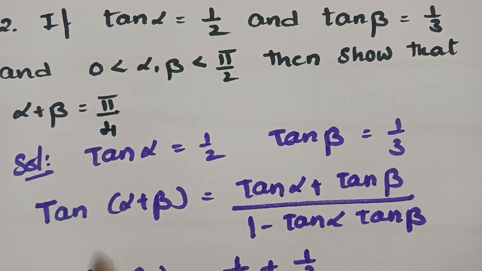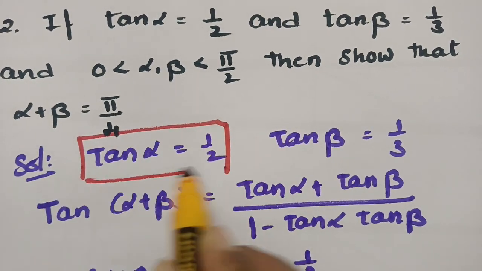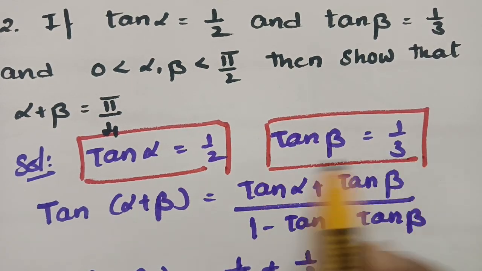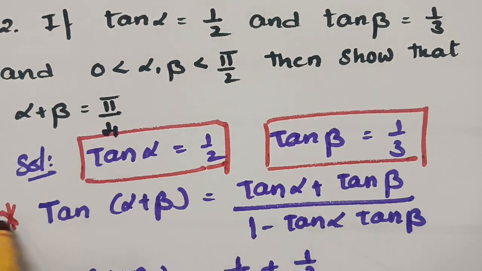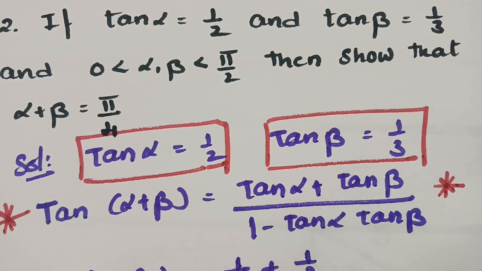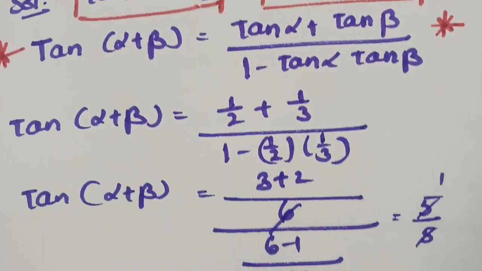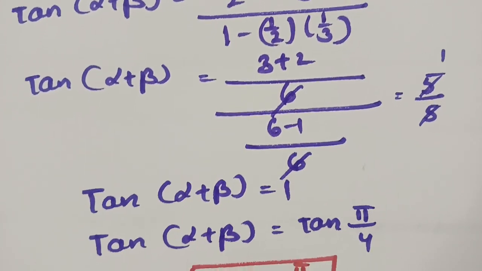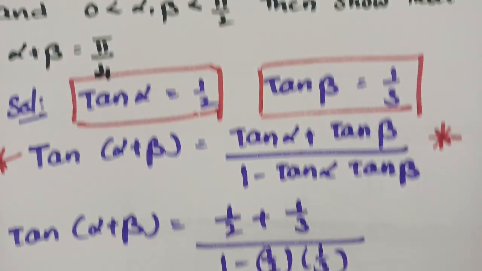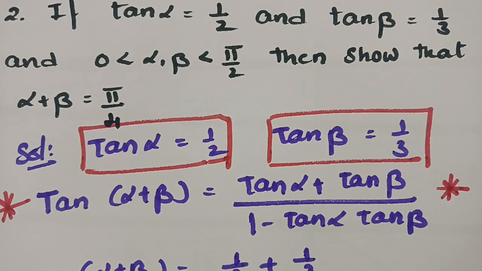So in this, tan alpha is given as half and tan beta is again given as 1 by 3. And we use this formula, that is tan of alpha plus beta is equal to tan alpha plus tan beta by 1 minus tan alpha into tan beta, and we got the value as 1, which is equal to pi by 4. And the next important question here is the third question.